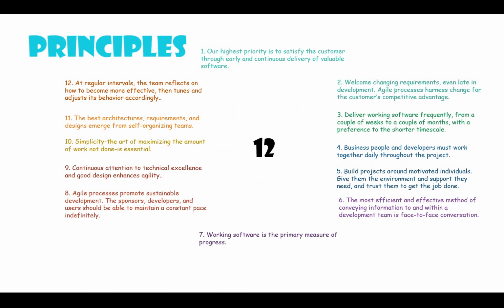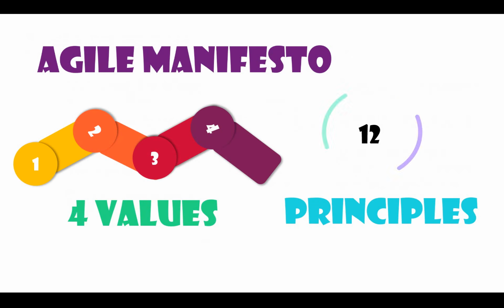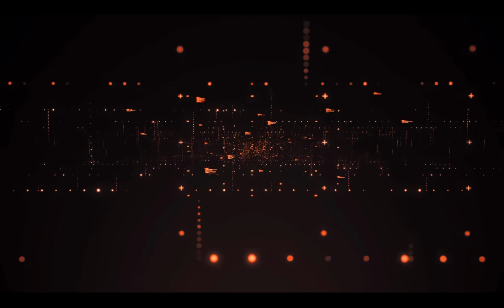So we also saw the 4 values, and now the 12 principles. We spoke about the 4 values and 12 principles of the Agile Manifesto. In this tutorial, I'm not going to go more in depth about all these things. I just wanted to give you a brief introduction and details on Agile fundamentals and the Agile Manifesto, like what the different values are which you should focus on, and what the different principles are. So that is all for this tutorial.